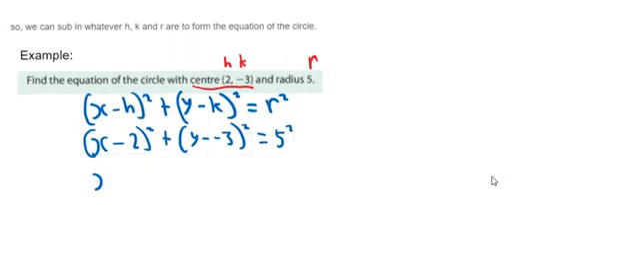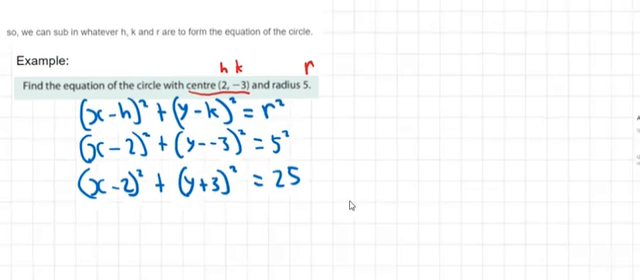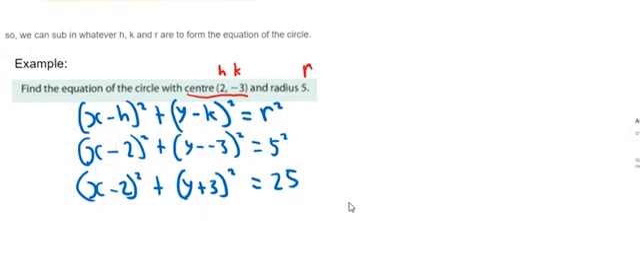So x minus 2 squared plus y plus 3 squared equals, and then 5 squared is 25. What you could do after that is multiply out the brackets, but that's going to be a lot of extra work. So that's just the answer there. That's the equation of the circle.